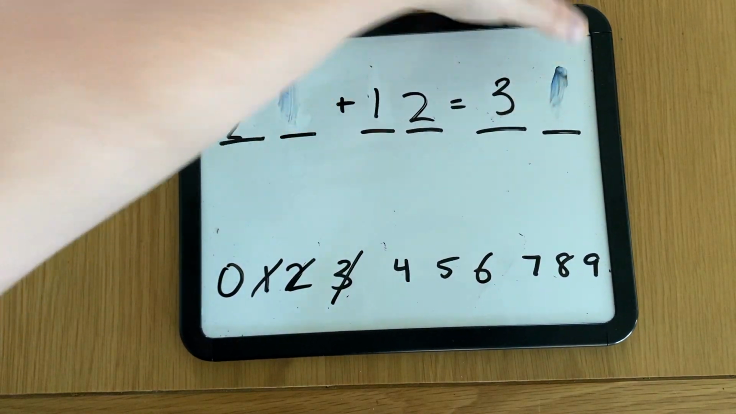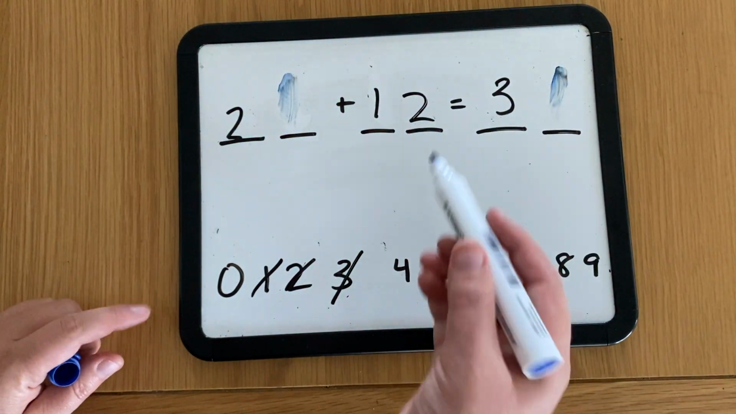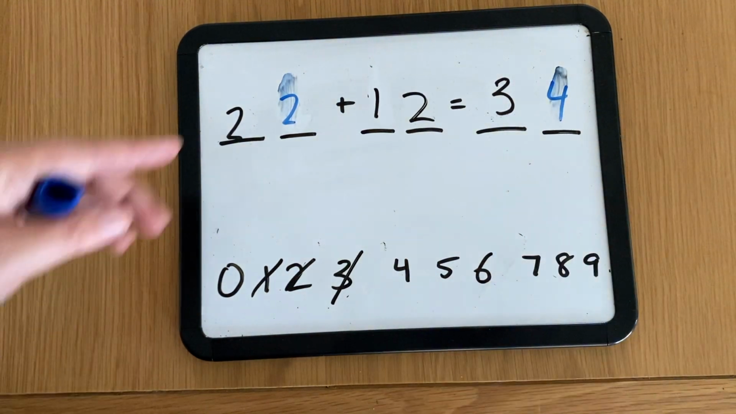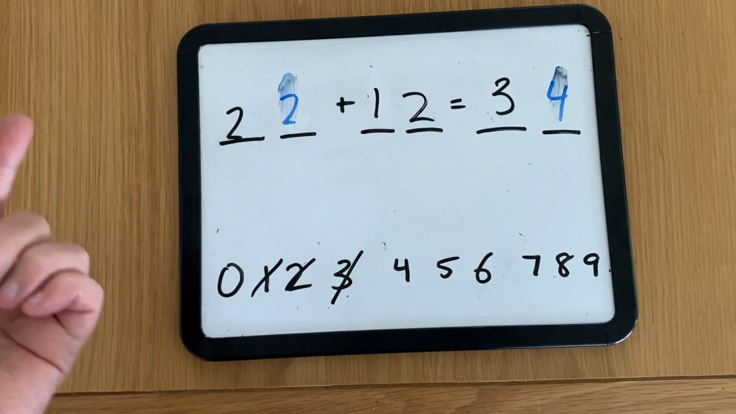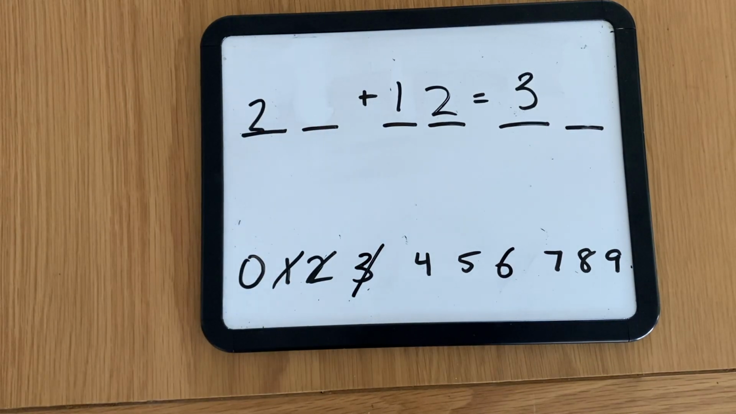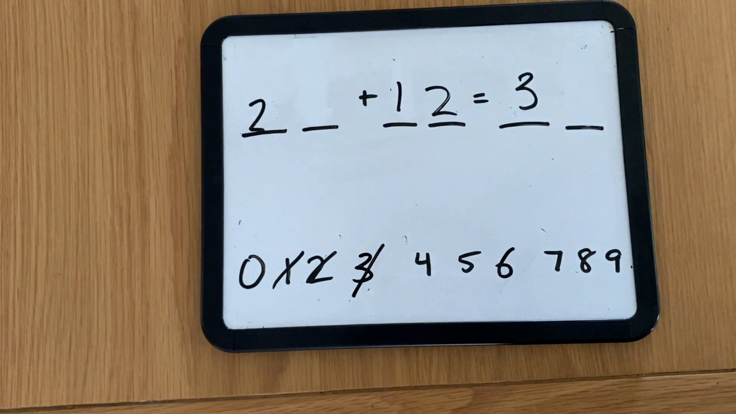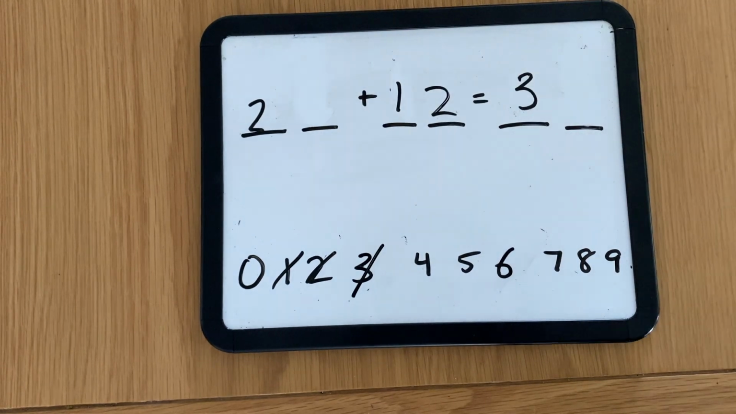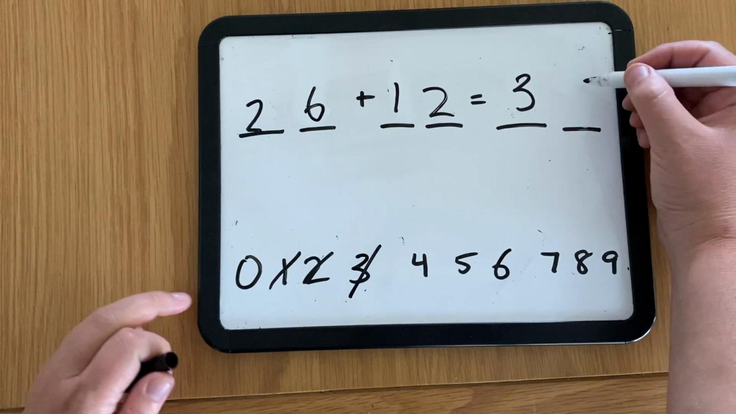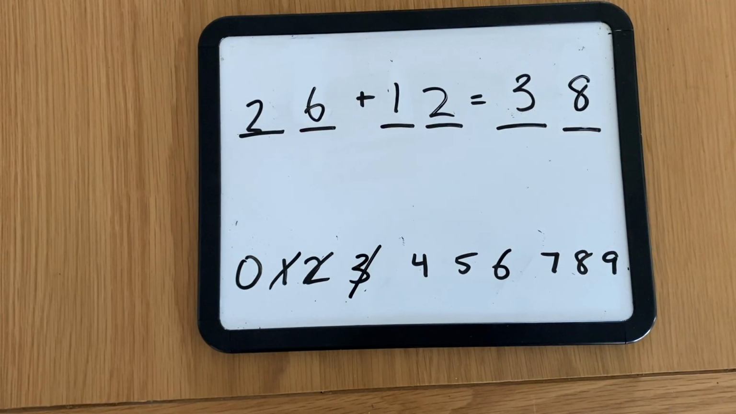And another student might say they think that it's 22 plus 12 equals 34. And we know that that can't be a possibility because we've already tried all of our number 2s and it's not there. And after trialing all of these different possibilities, I would then get students to have another guess, and we would eventually come to the conclusion that this was the number sentence that I was thinking of.